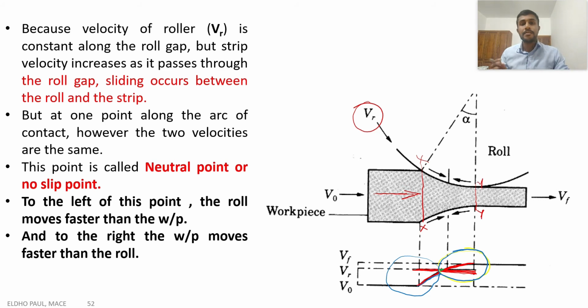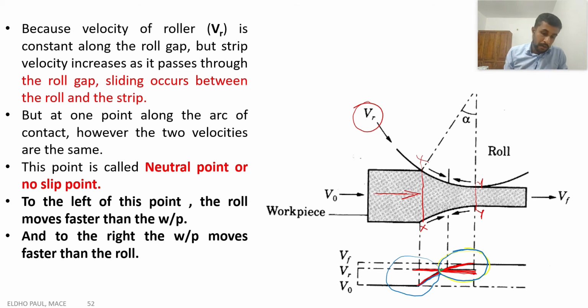In between the x-x and y-y sections, anywhere other than the neutral point, anywhere in the roll gap, we can see a relative motion between the metal and roll, because there is a difference in the velocity of the metal and roll. This relative motion causes slip between the metal and roll, and it is also the reason for the friction between the roll and metal.